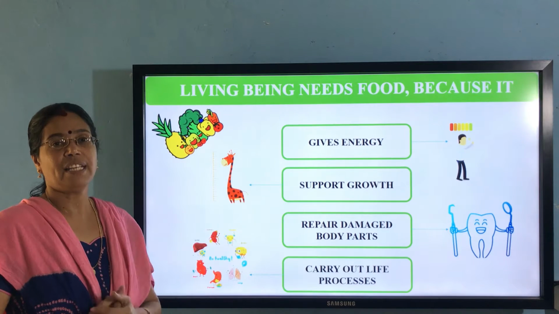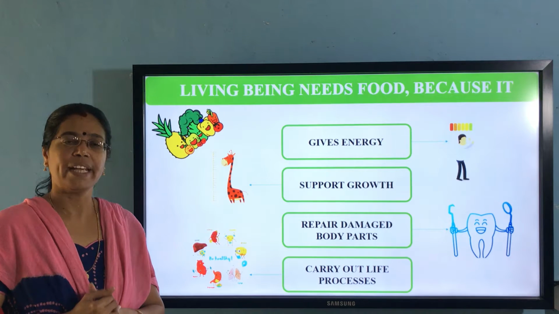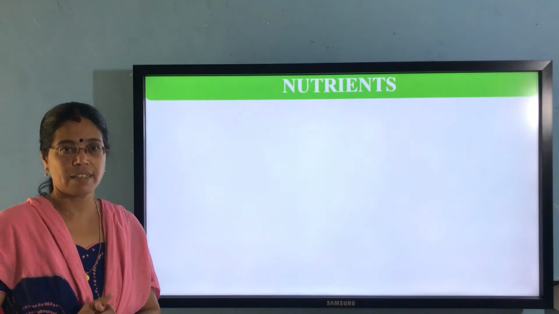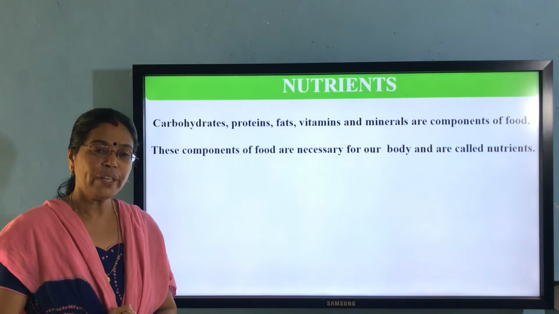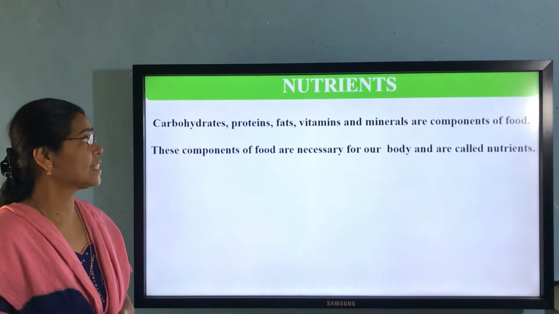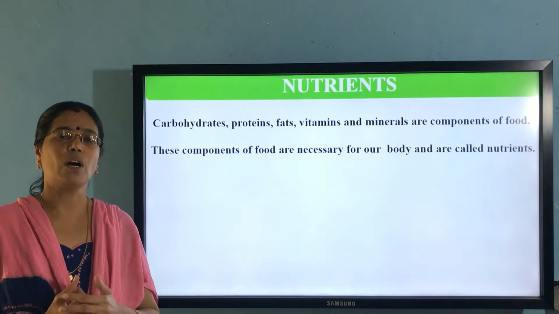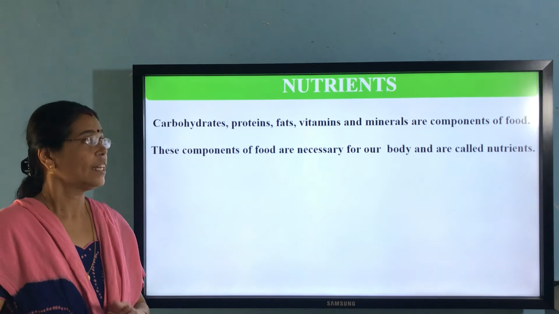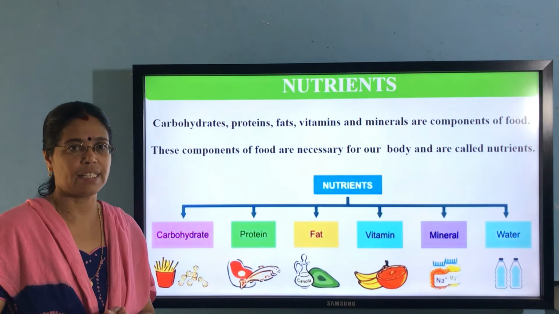In the previous slide we discussed various life processes. All these life processes will be carried out only with the help of food. So food is very much essential for our body and all the living organisms. Now, we take food with different components, that is carbohydrate, protein, fat, vitamins and minerals. All these components of food are very much essential for living organisms. So these components of food which are essential for our body are known as nutrients.